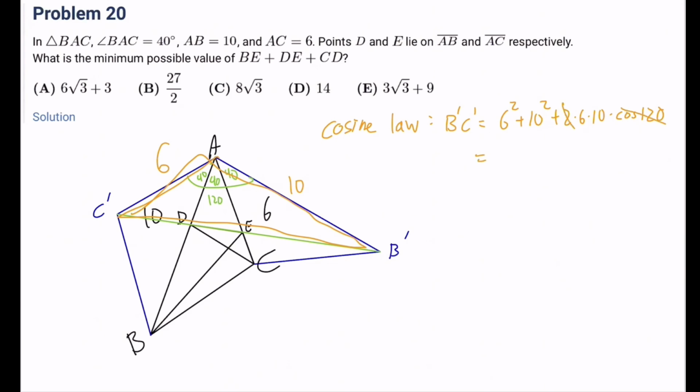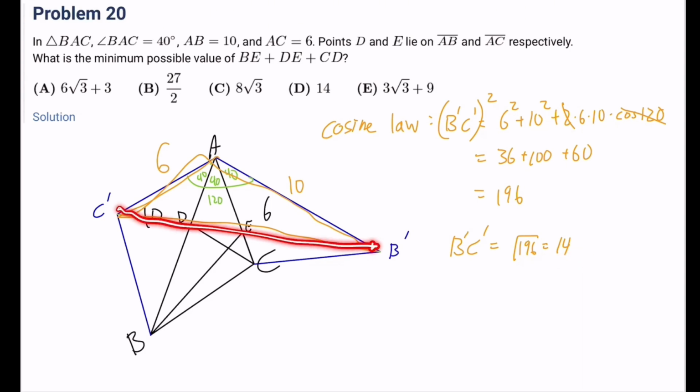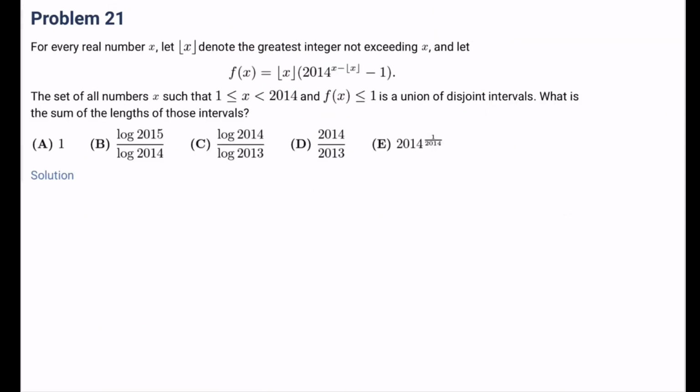And so this is going to be equal to 36 plus 100 plus 60. This is equal to 196. And so this is B prime C prime squared. So B prime C prime is going to be equal to root 196, which is 14. So this is the minimum possible value of this length. And so that means that's also the minimum possible value of this thing. And so this is our answer. It's 14. It's D.